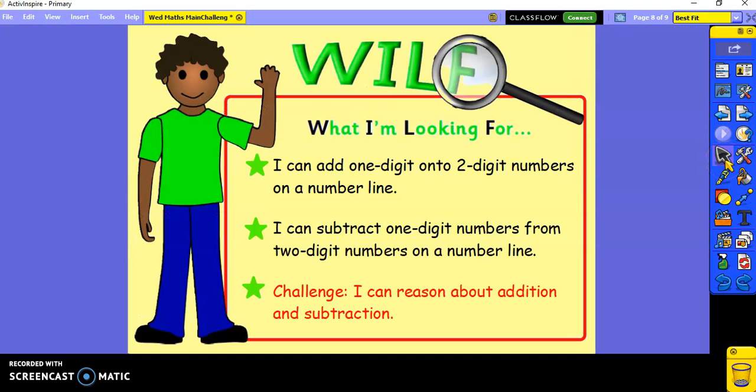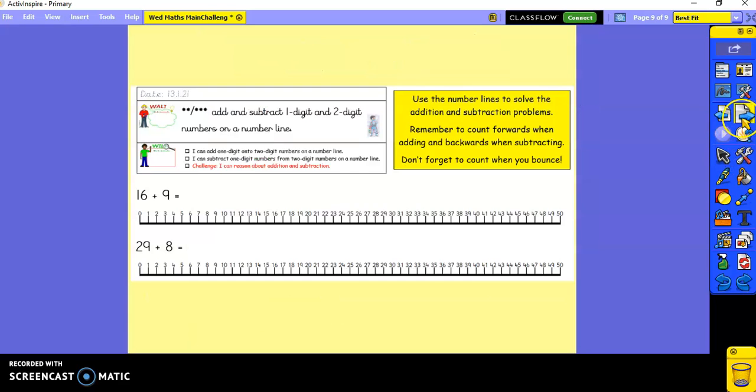So today's work, what am I looking for? I'm looking to see that you can add a 1-digit number onto a 2-digit number using a number line and showing me those workings out to prove it. Can I see you subtracting 1-digit numbers from a 2-digit number on a number line? Again, showing me those workings out to prove to me that you've got the right answer. And then there's a challenge where I'm asking to see if you can reason about addition and subtraction.